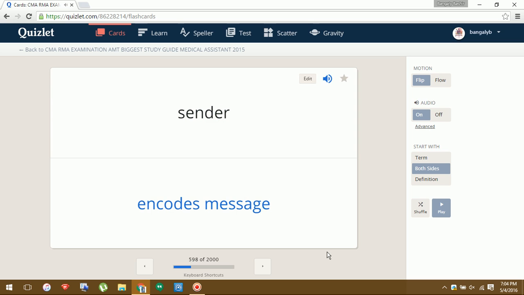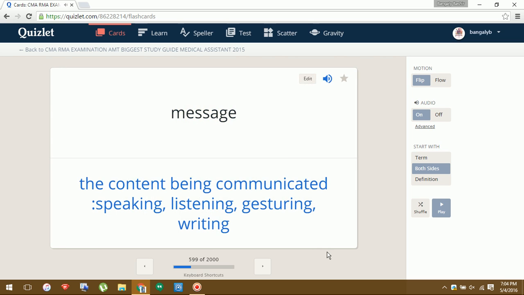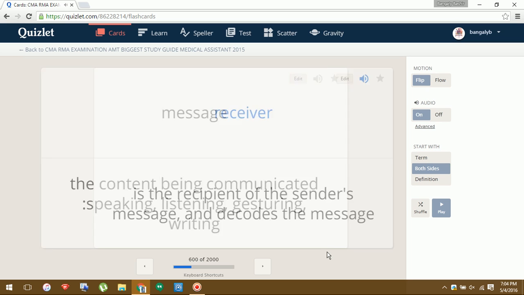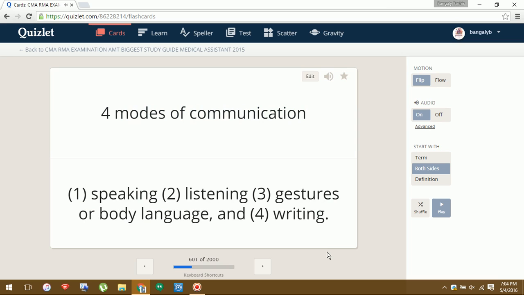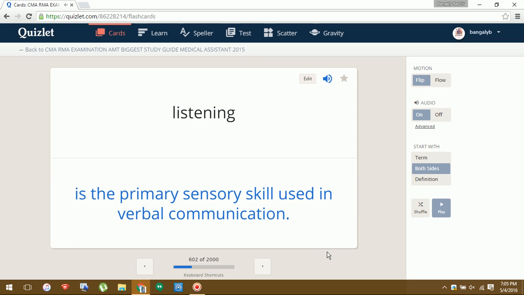Sender. Encodes message. Message. The content being communicated: speaking, listening, gesturing, writing. Receiver. Is the recipient of the sender's message and decodes the message. Four modes of communication: speaking, listening, gestures or body language, and writing. Listening is the primary sensory skill used in verbal communication.